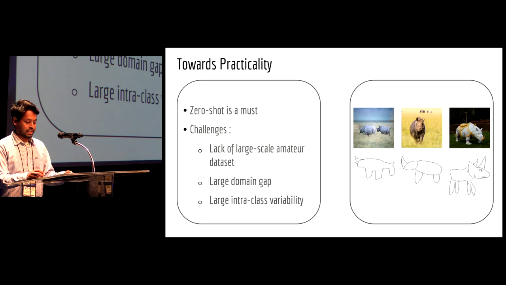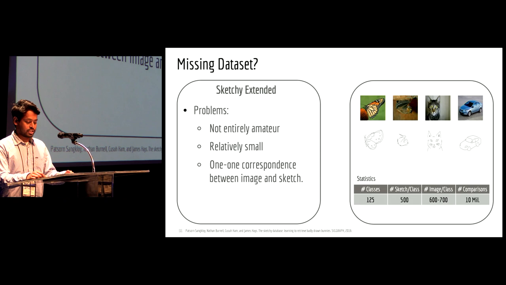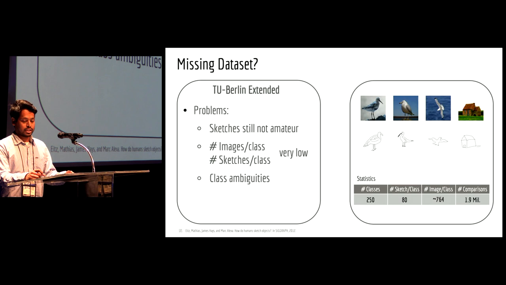This takes us to the missing data sets. The existing data sets are Sketchy Extended, which has its problems: the sketches are not completely amateur, the data set is small, and it has many one-to-one correspondences. The statistics in the right-hand corner show that the number of sketches per class and images per class are very low, which does not make it suitable for large-scale retrieval.